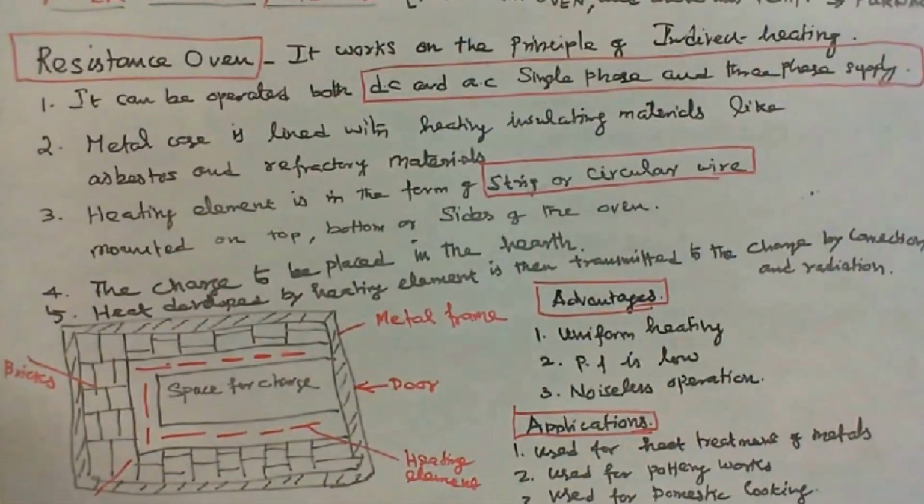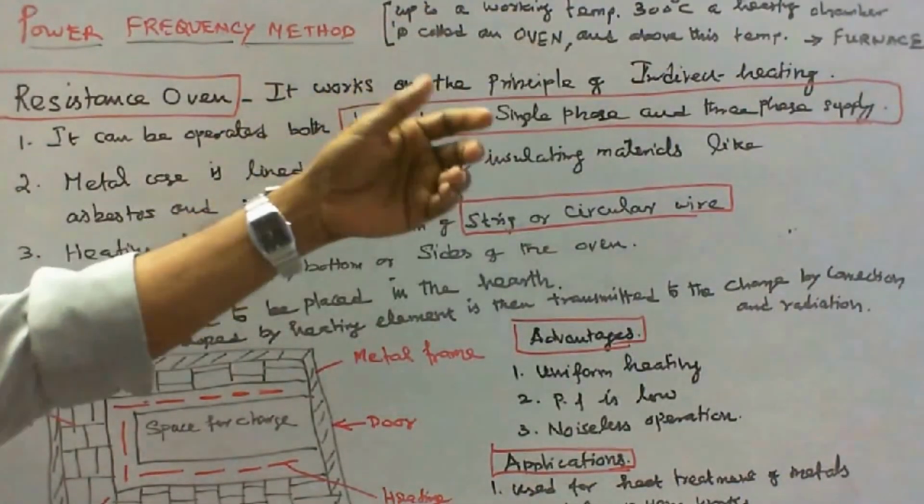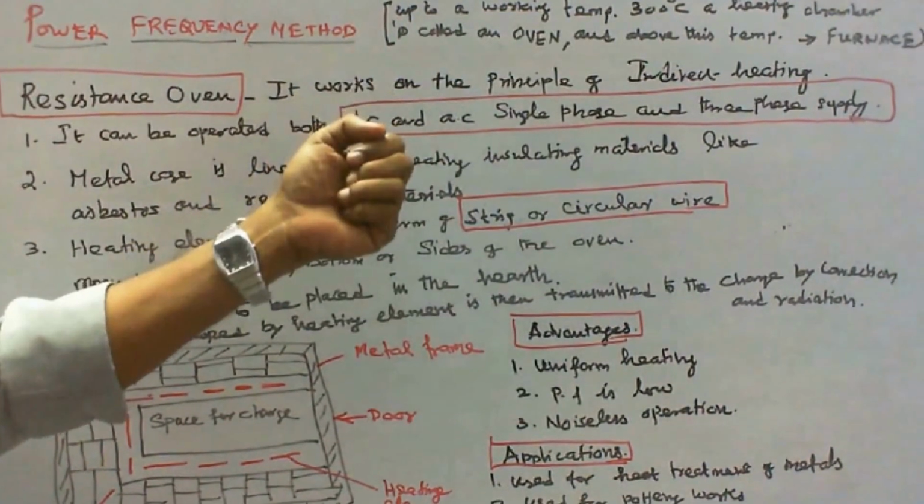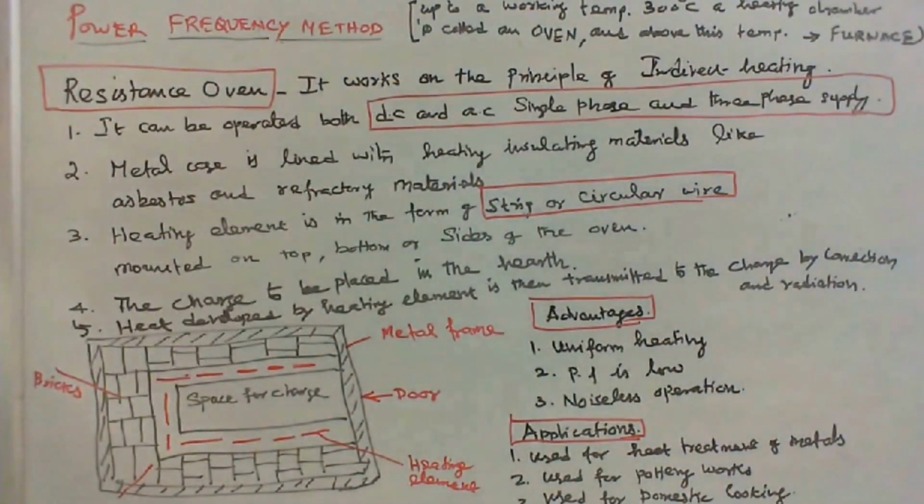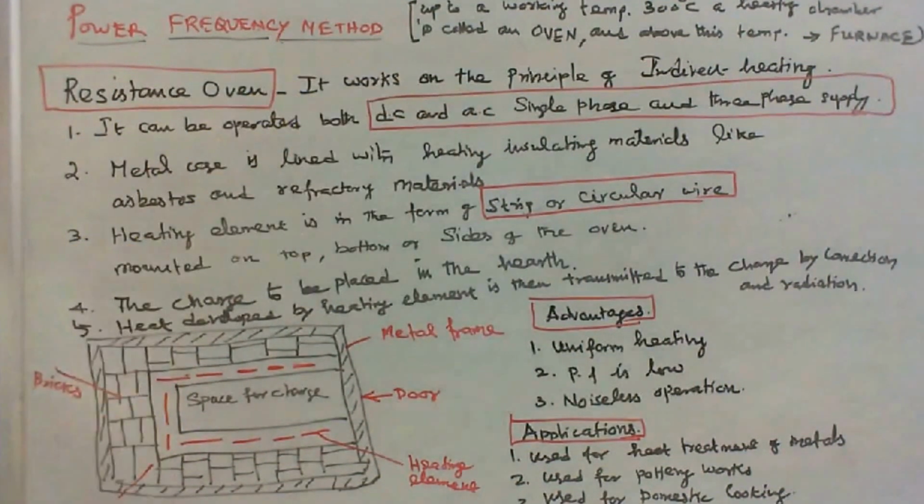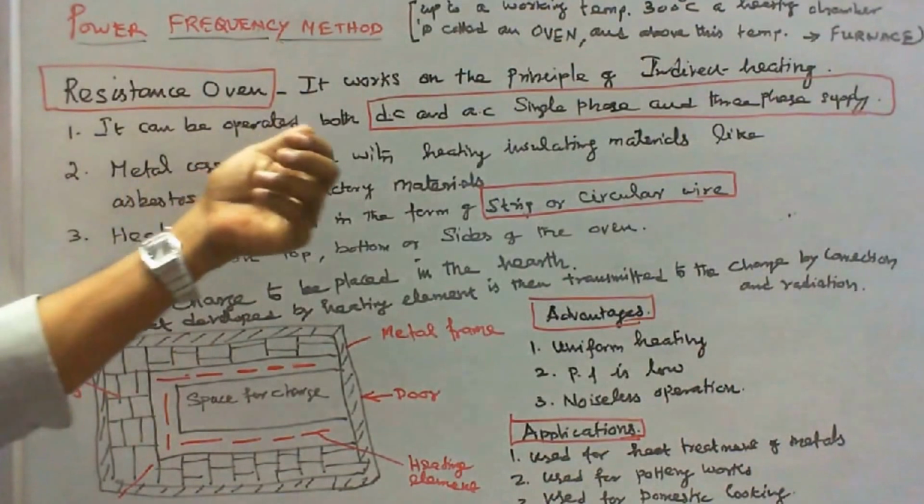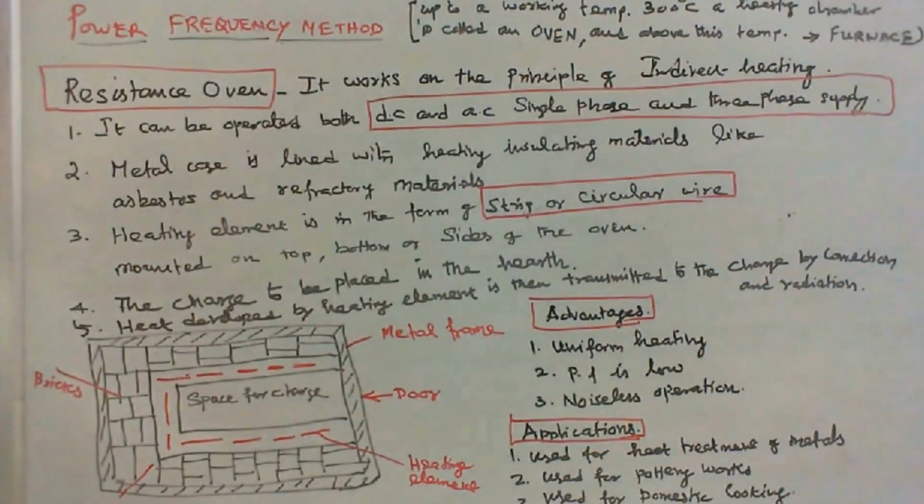Resistance oven. Up to a working temperature of 300 degrees centigrade, a heating chamber is called an oven, and above this temperature it is called a furnace. Resistance oven works on the principle of indirect heating. It can be operated on both DC and AC, single phase and three phase supply.